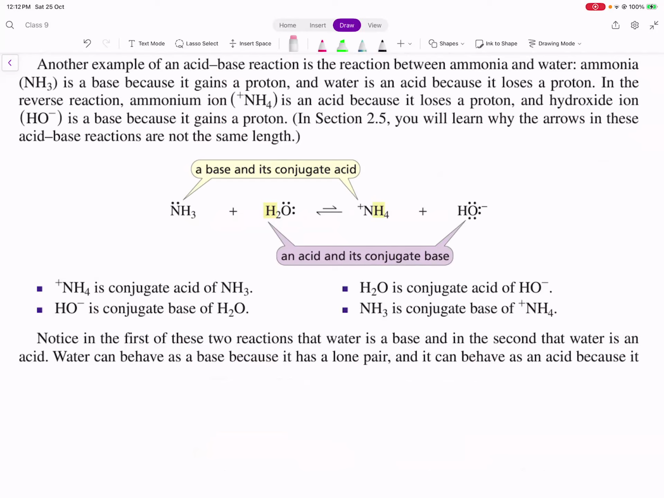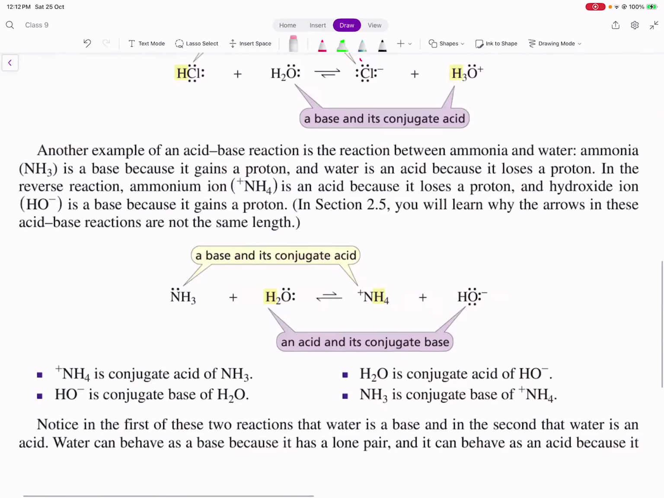NH3 is a base and H2O is acting as an acid. So when H2O acts as an acid, what will be its conjugate base? It will lose H plus, it will become HO minus. NH3 is a base, it takes a proton and becomes NH4 plus.